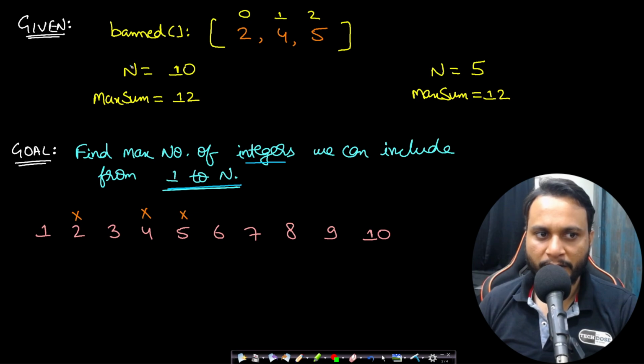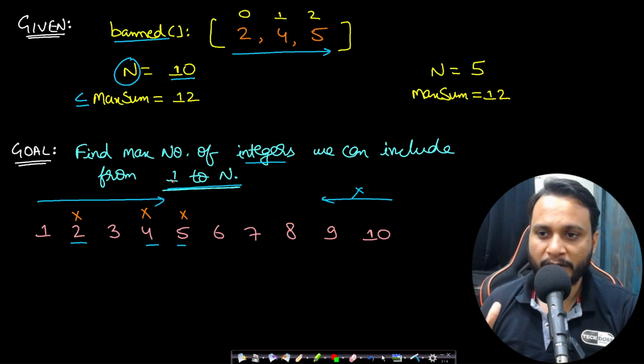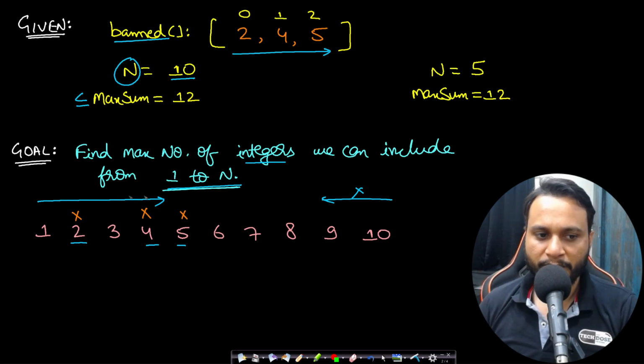Now, if I enumerate all the values from 1 to the given n value 10, I have already written it down and I will mark all the banned numbers, which are 2, 4 and 5. So I have already marked them. Now, if I want to include the maximum number of integers not present in the banned array in such a way that the sum must always be less than or equal to the maximum sum, then don't you think that I will be including the lowest number possible and moving from the left hand side? I mean, this is very intuitive and logical, because if you want to increase the count, then you will want to add as small a number as possible, right? So I will be moving from left to right.